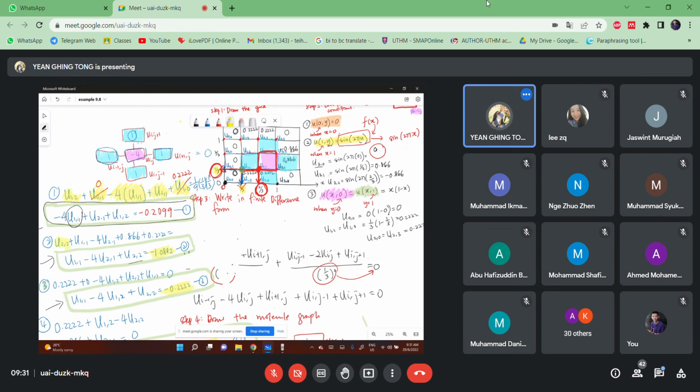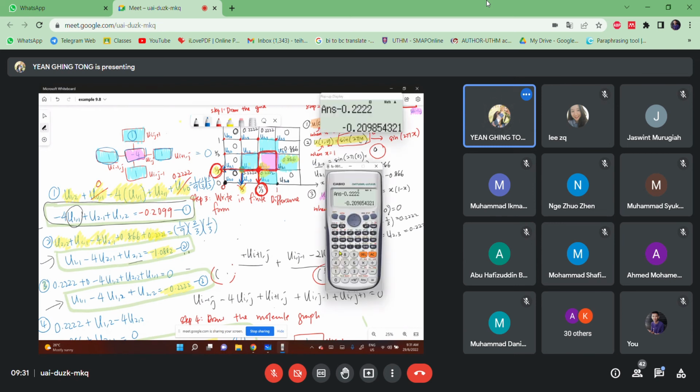U22 here on top, plus the left hand side here U11 minus 4U21, and then plus 0.866 this one, plus 0.2222 at the bottom here. So it is equal to 1/9 times X. The value of X now is 2/3, and the value of Y is 1/3. Right, now that means 1 times 2 times 1, and the bottom is 9 times 3 times 3, so equal to 2/81.